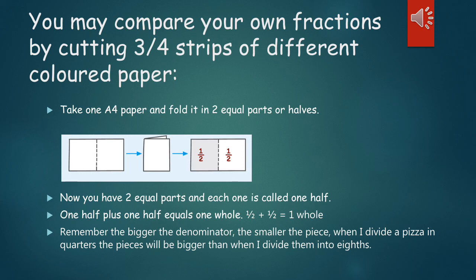Remember, the bigger the denominator, the bottom one, the smaller the piece. When I divide a pizza into quarters, the pieces will be bigger than when I divide them into eighths.